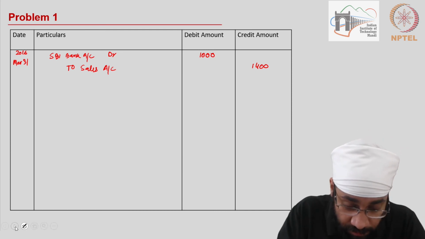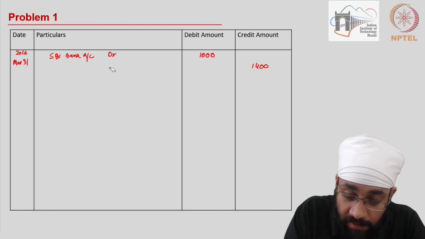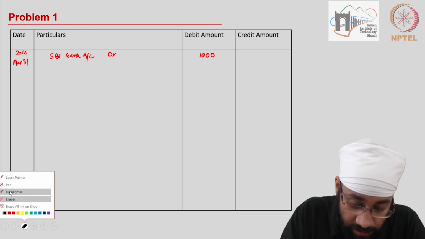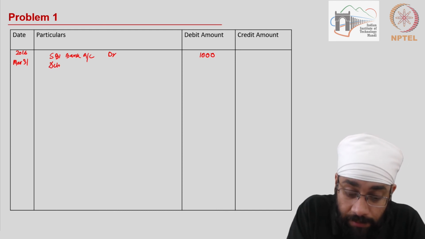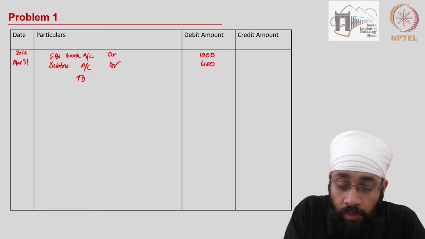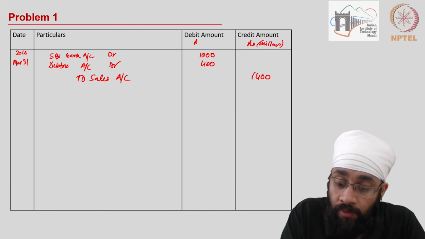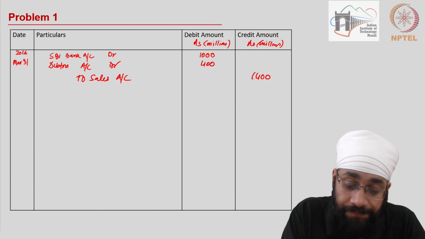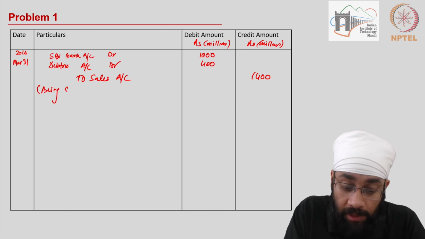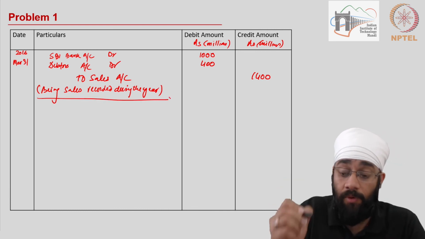I did not create sufficient space here. So maybe I'll just edit this quickly. I'll erase this and I will take a pen and I'll say debtors account. Debtors account debit as well, 400 to sales account, 1400. Again, amount is in millions, rupees and millions. You can write a narration being sales recorded during the year and some due. You could write more.